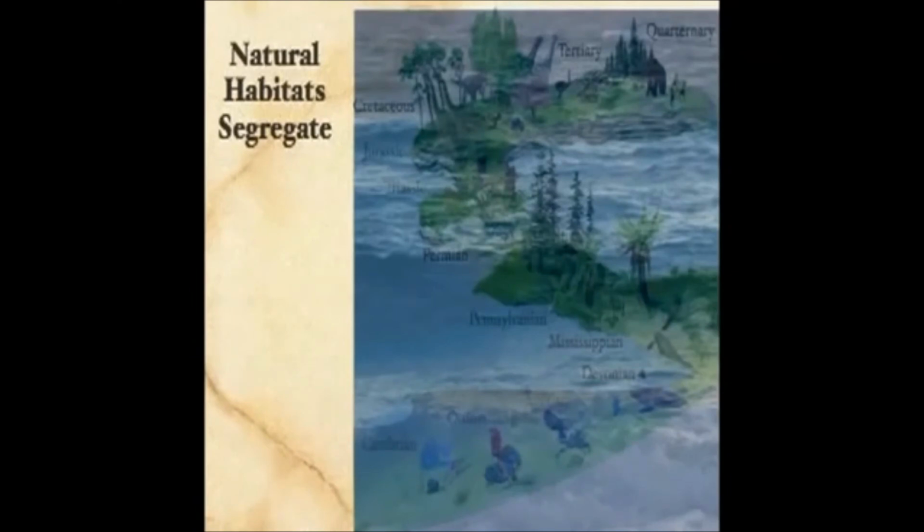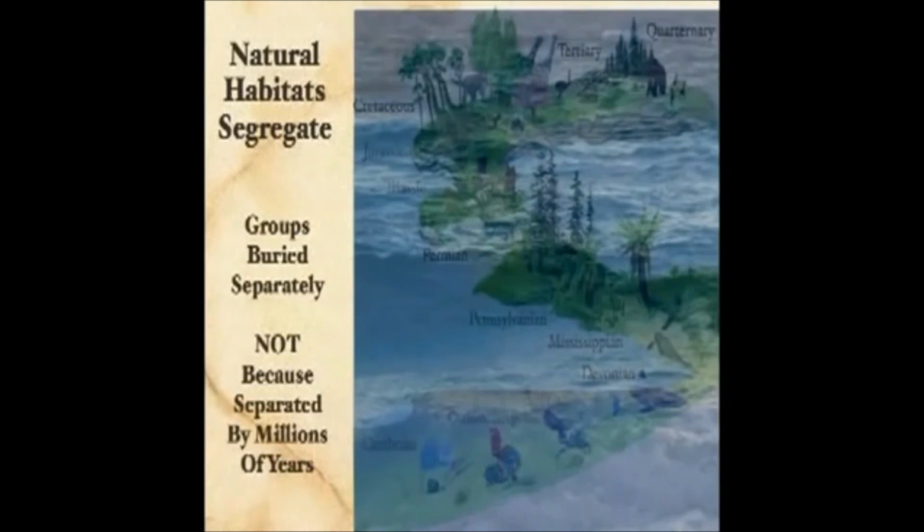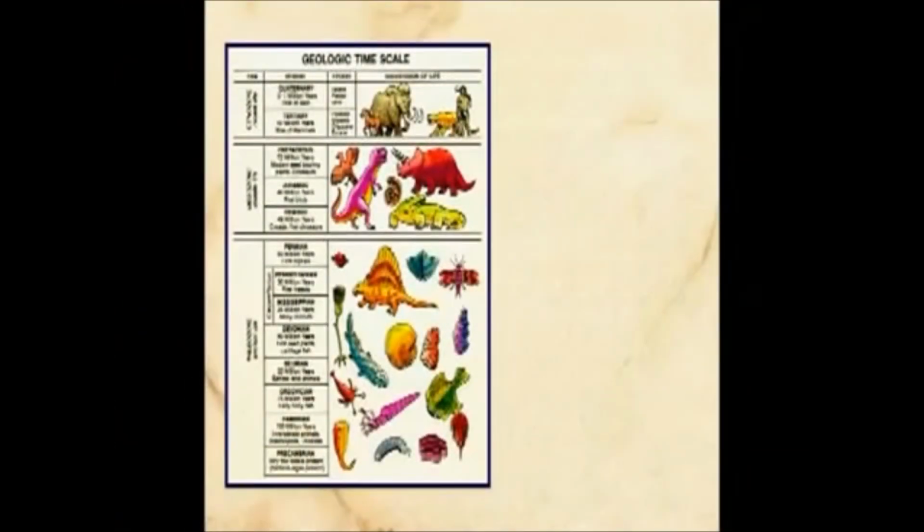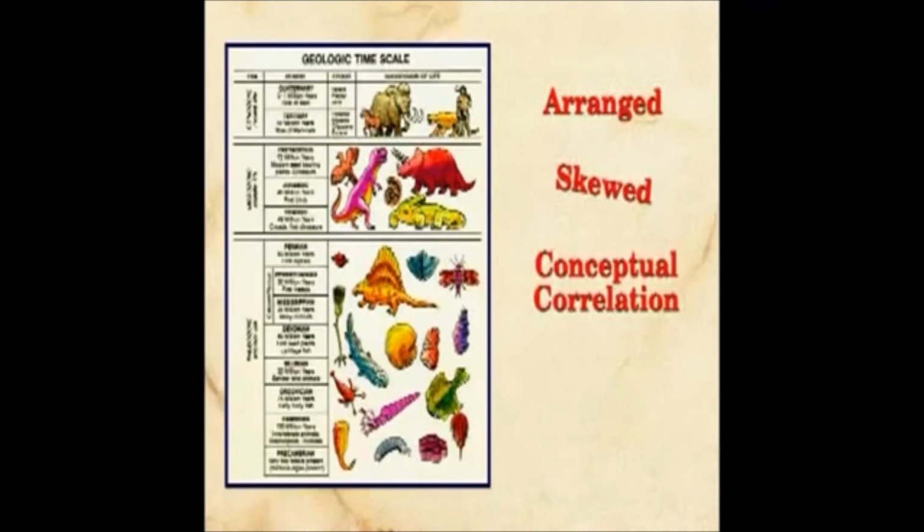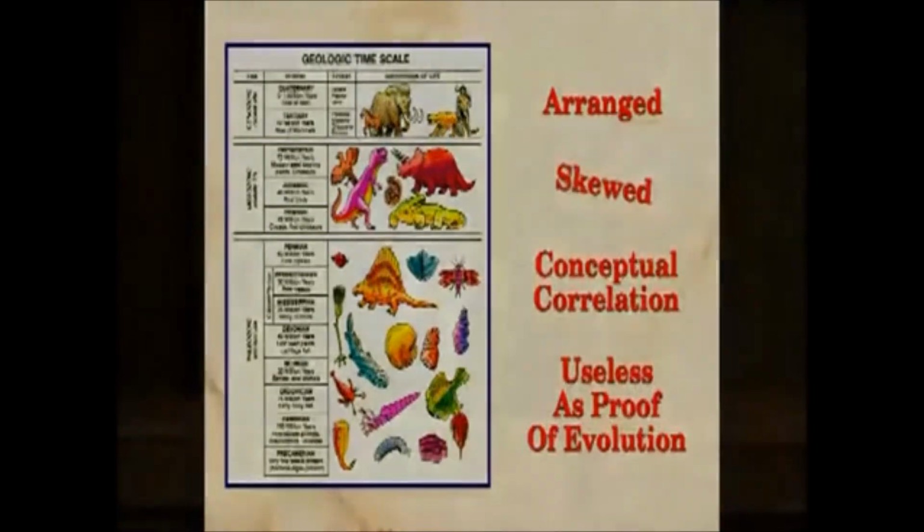Here we see the kind of deposit that would segregate and separate the groups of animals, and they would be buried separately, not because they're separated by millions of years, but because they lived in different places, and that's where they'd be buried. Now, you don't have this kind of an ordered sequence. This is an arranged, skewed misrepresentation of what's actually there. It's a conceptual correlation that is useless as proof of evolution because it's based on circular logic. But you do see a general order, I think, that reflects the ecology that we can observe today.